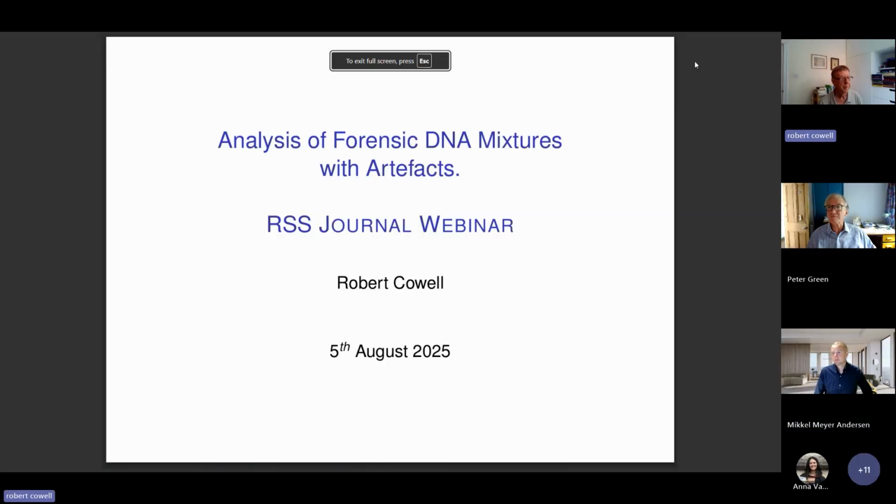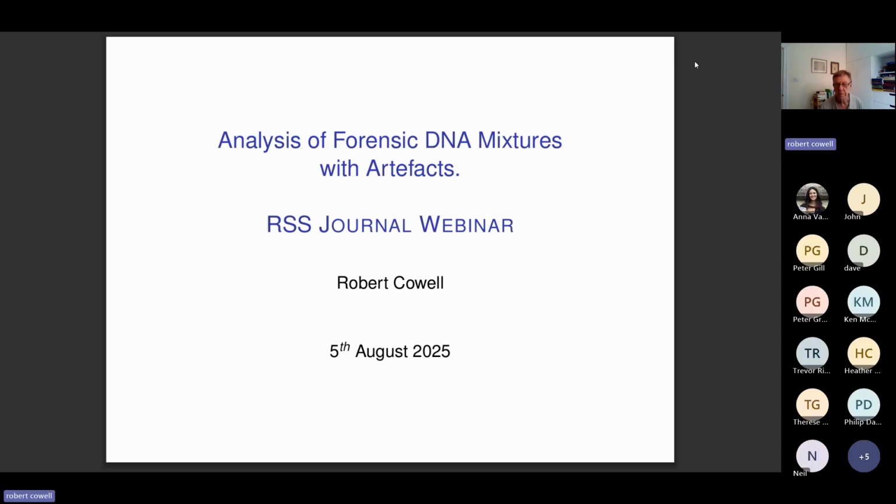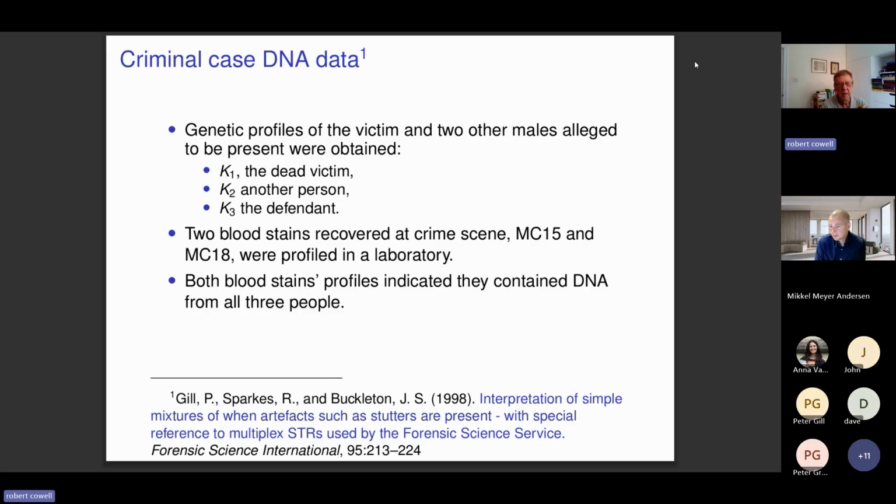Okay. Perfect. Thanks. So the paper itself gave quite a long discussion in the introduction explaining the terminology. I don't have time to do that, so I'm going to give a very bare bones description of the data we're going to look at with the model by reference to a criminal case that was used in the paper, dating from 1998. This involves the genetic profiles of 3 individuals in a criminal case. K1 was a dead victim, K3 the defendant, and K2 another person. There are 2 bloodstains recovered at the crime scene, and the forensic scientist believed from their examinations that all 3 people's DNA were in the bloodstains.